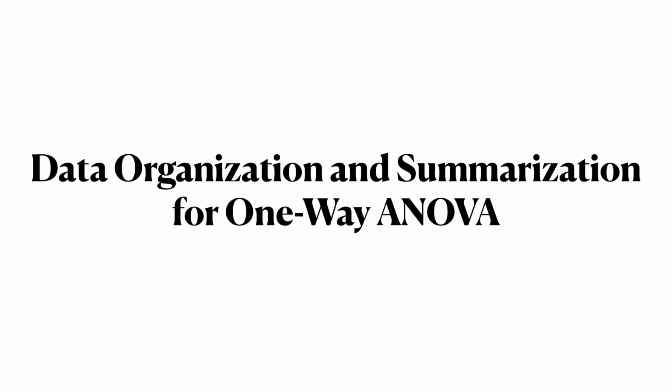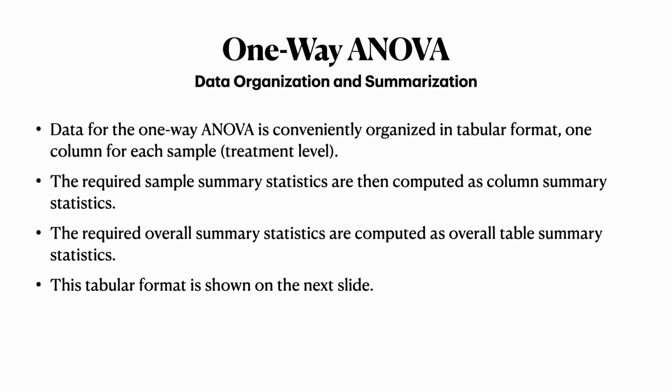Next, let's look at convenient ways of organizing and summarizing the data for a one-way ANOVA. The data for a one-way ANOVA is conveniently organized in tabular format, one column for each sample, or in other words, for each treatment level. The required sample summary statistics are then computed as column summary statistics. The required overall summary statistics are computed as overall table summary statistics. This tabular format is shown on the next slide.